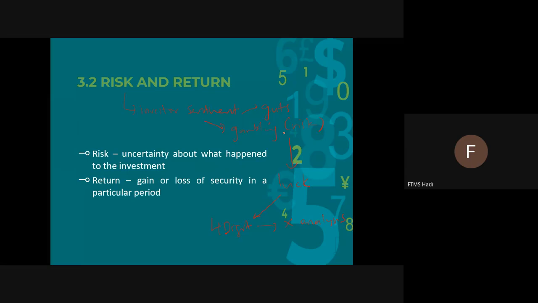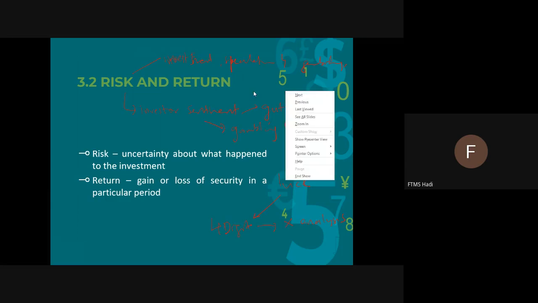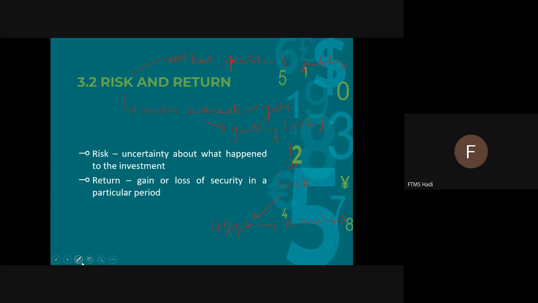Remember that in chapter 1 we talked about investment, speculation, and gambling. The safest one will be investment, and gambling will be the riskiest one. Okay, so that is a little bit on risk and return.